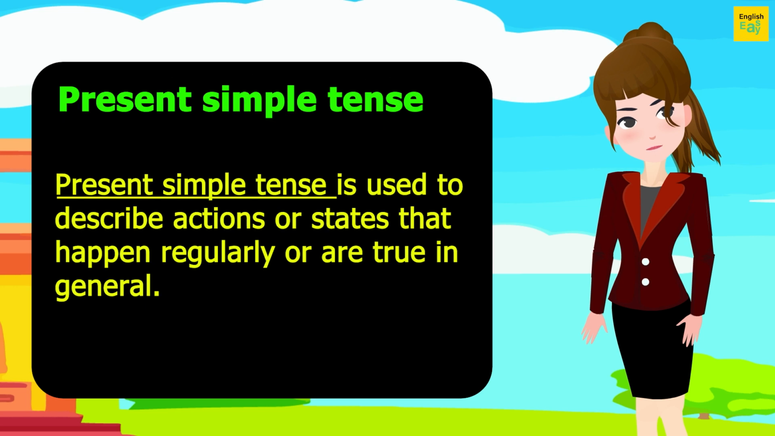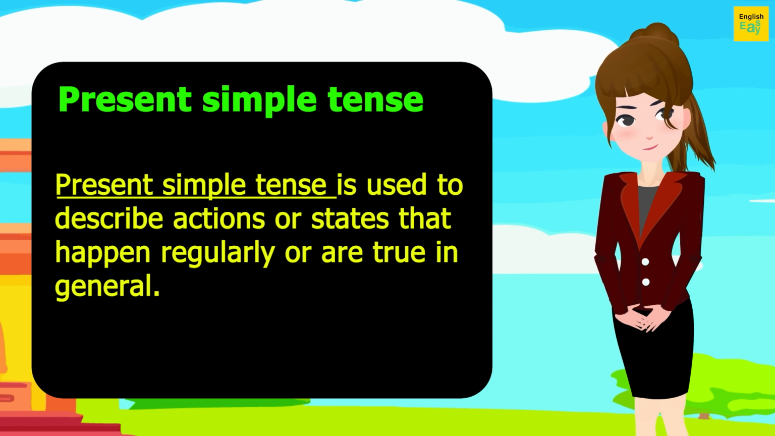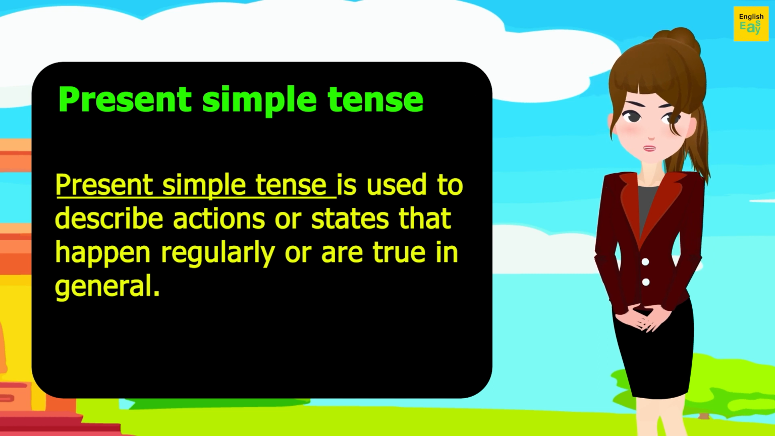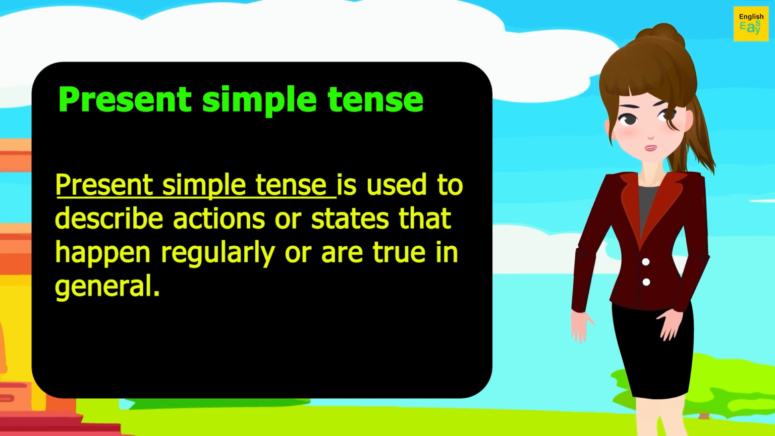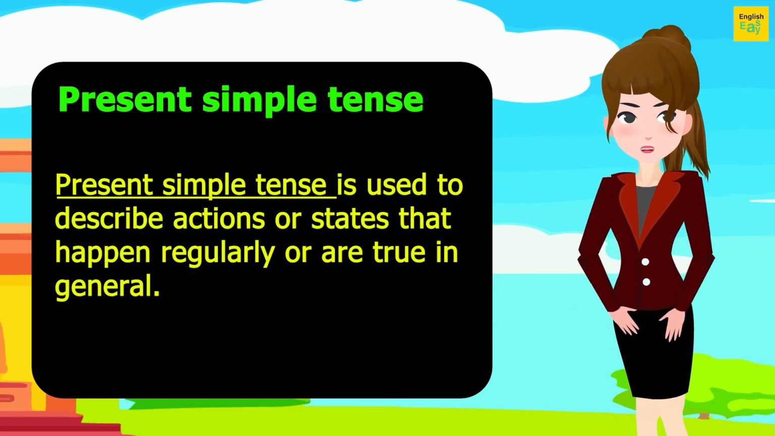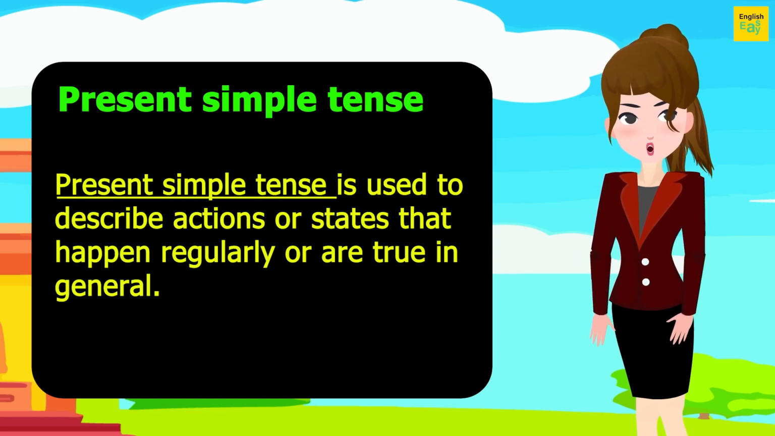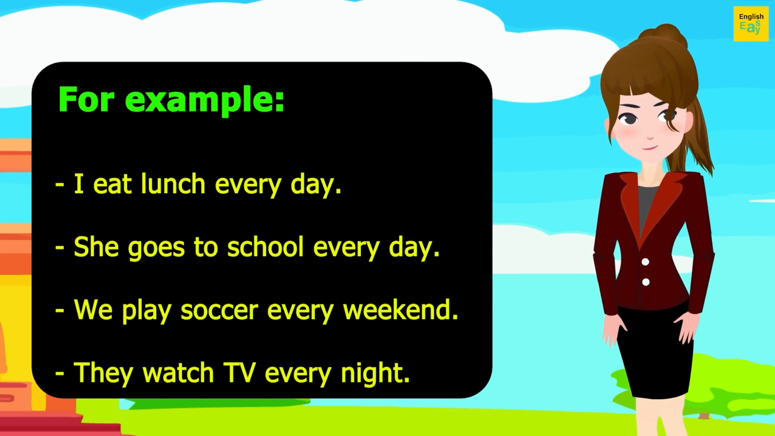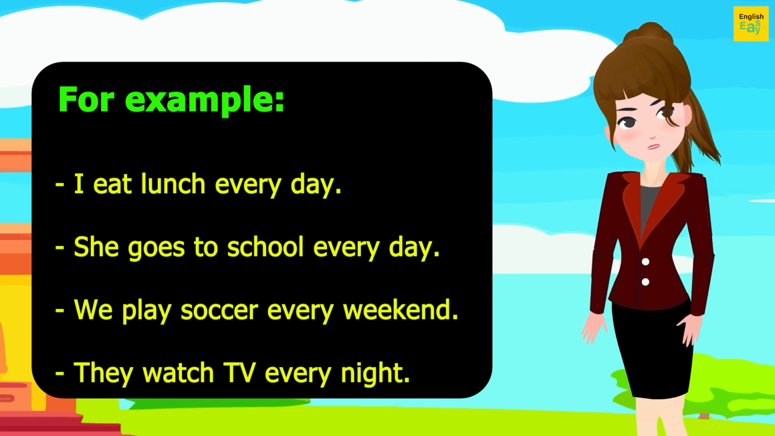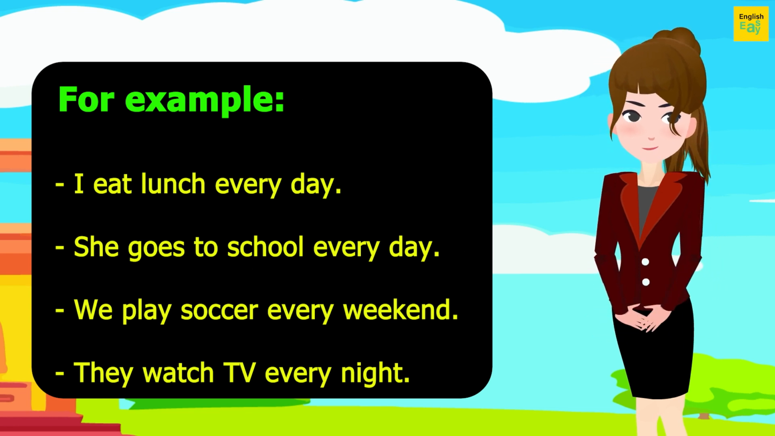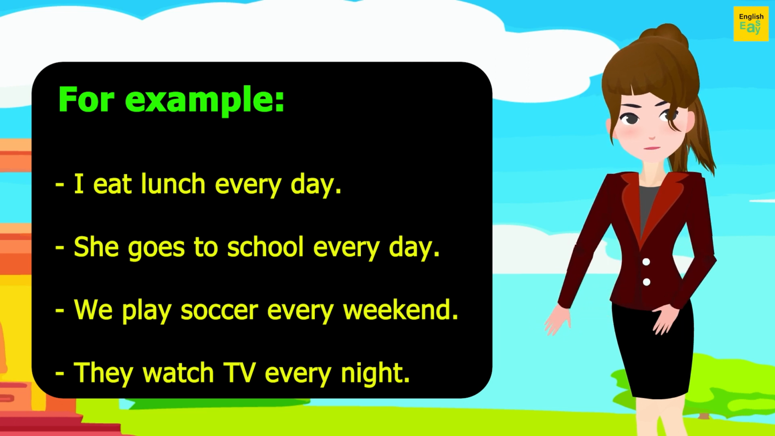Present simple tense. Present simple tense is used to describe actions or states that happen regularly or are true in general. The verb form is the same for all subjects, singular or plural. For example, I eat lunch every day.